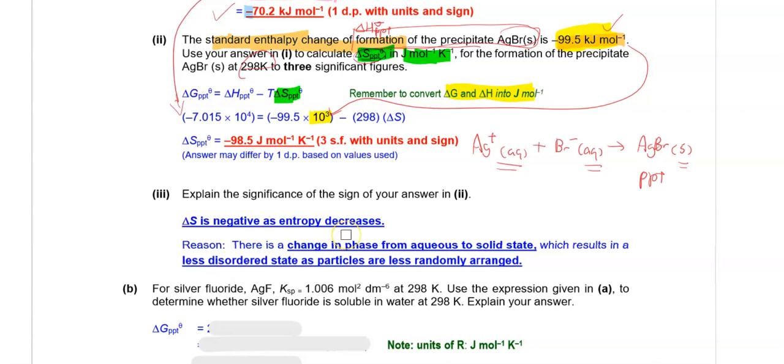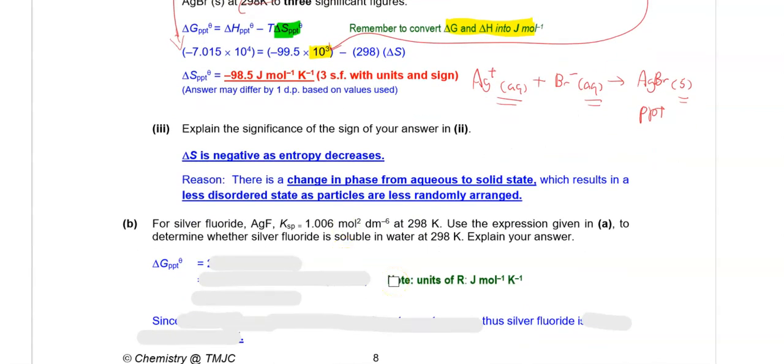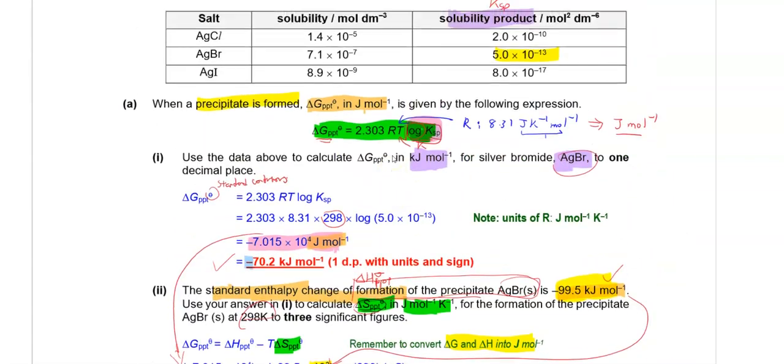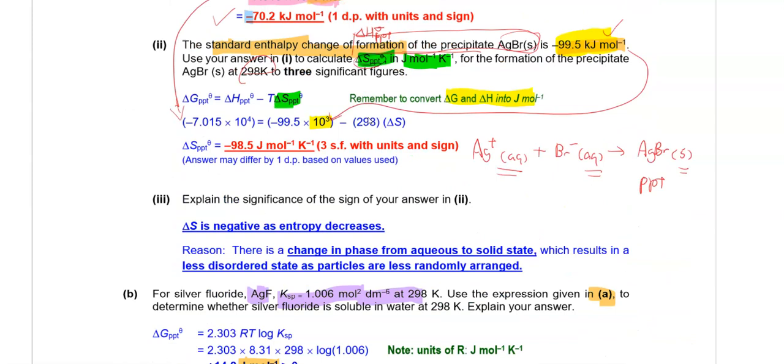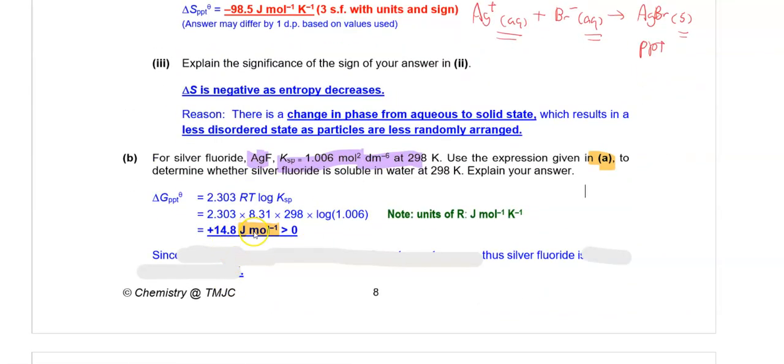We move on to C. Now for C, they give you silver fluoride and give you the KSP value. We use the expression in A to determine whether silver fluoride is soluble in water. So basically we make use of the same formula and sub in the KSP value. Again, notice that delta G in this case will be in J per mole, because we're using the expression given in A. In A, they have already alerted us that delta G is in J per mole. So it's a positive value in J per mole, but that's the more important thing, because we are supposed to determine whether silver fluoride is soluble in water.